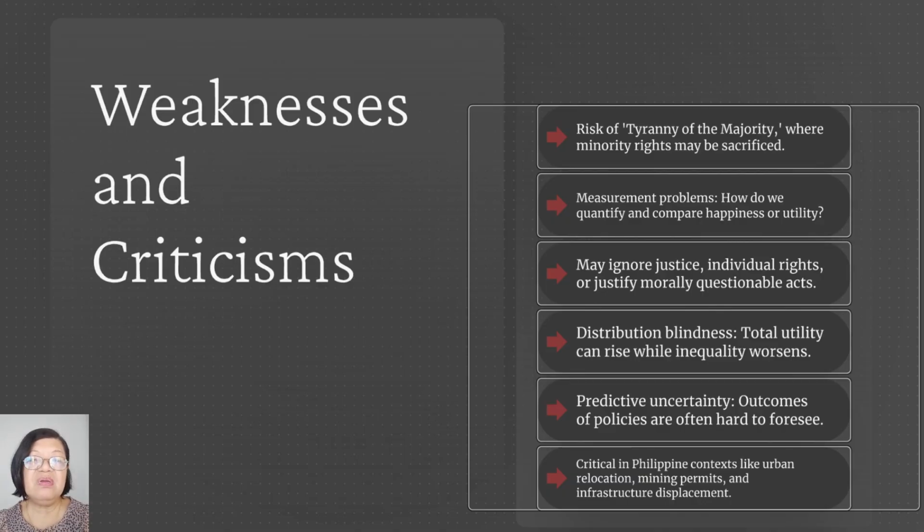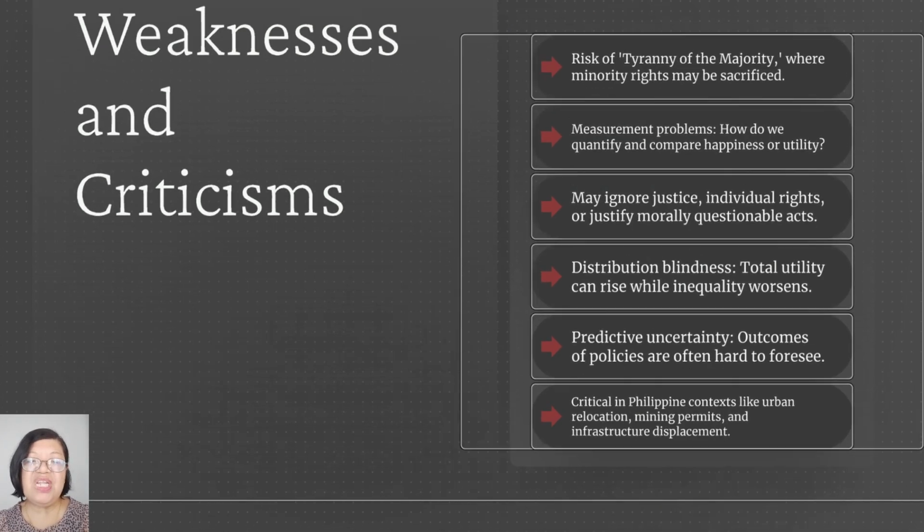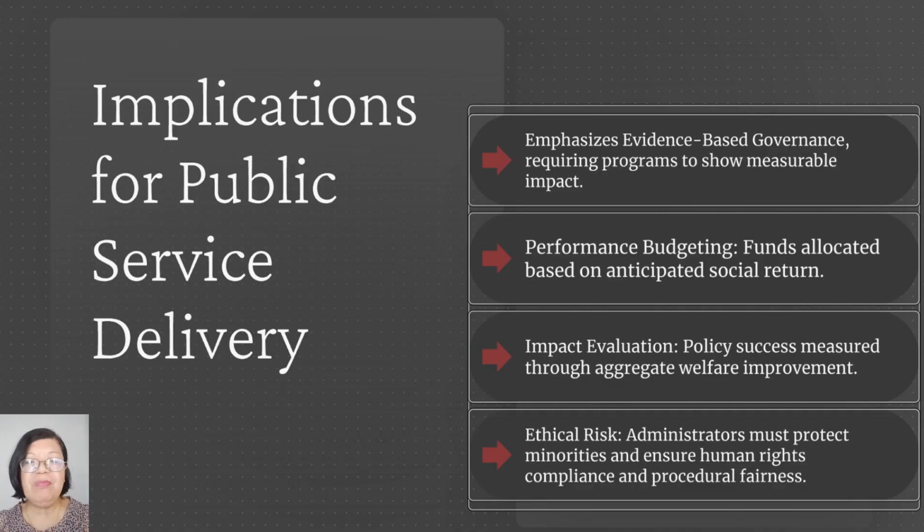And then the uncertainty of prediction, wherein outcomes are uncertain. It is hard to foresee what will happen. In the Philippines, it is critical in governance, especially in urban relocation, mining permits, infrastructure, displacement. What are the implications for public service programming and delivery?